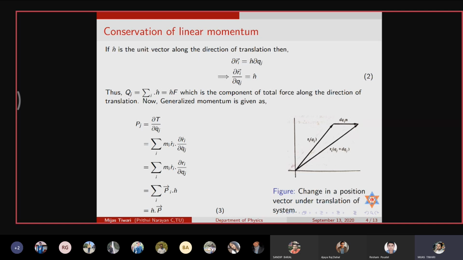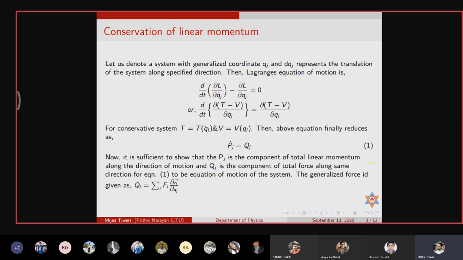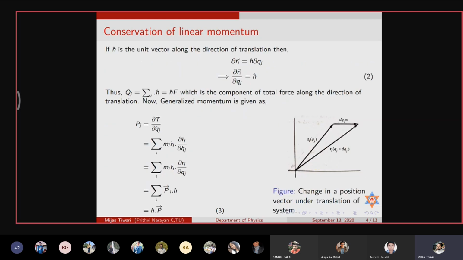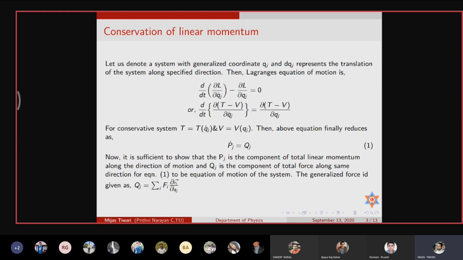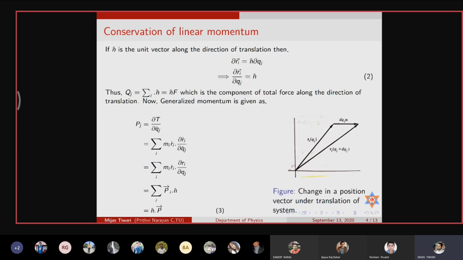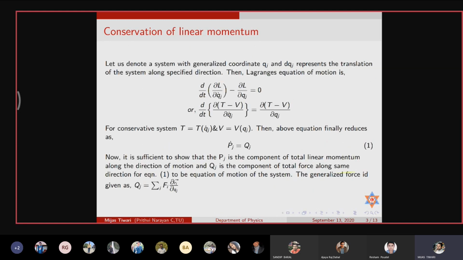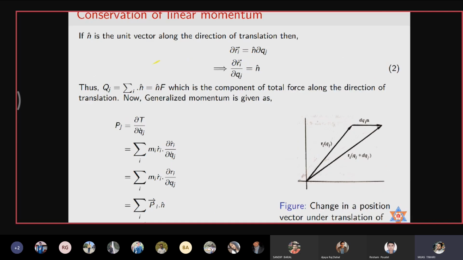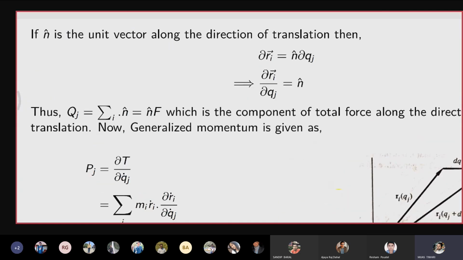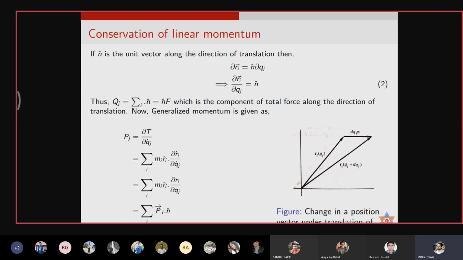Here qj is equal to the, oh sorry, I forgot, there is a mistake: I forgot to write fi in the qj term. There is fi dot del ri by del qj in qj equal over here, which is the component of total force along the direction of translation.